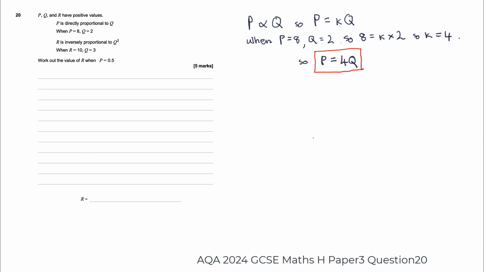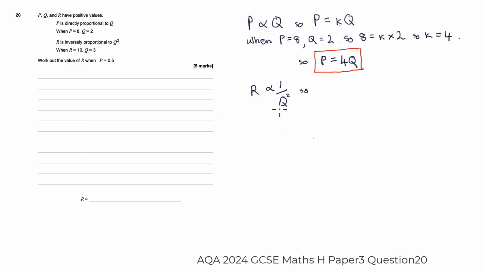So let's move on to the second fact we're told. R is inversely proportional to Q squared. R is inversely proportional, so that means we put 1 over Q squared. It's not a direct proportion, it's an inverse proportion. So that's how we'd write that with the proportional sign. And it means the same as we had before.